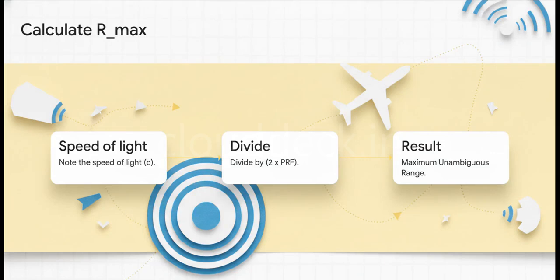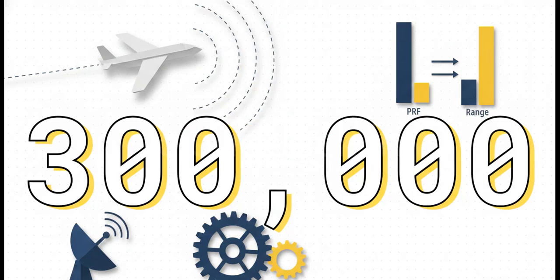To prevent this dangerous ambiguity, we have to calculate the maximum unambiguous range, known as Rmax. The formula is quite logical. You take the speed of light, which we denote as c, and you divide it by the PRF multiplied by 2. Why do we multiply the PRF by 2 in the denominator? Simply because a radar is an echo. The electromagnetic wave has to make a full round trip, all the way out to the target and all the way back. To actually solve this in your exams, you've got to lock in the speed of light constant. That's roughly 300,000 kilometers per second, or about 162,000 nautical miles per second.